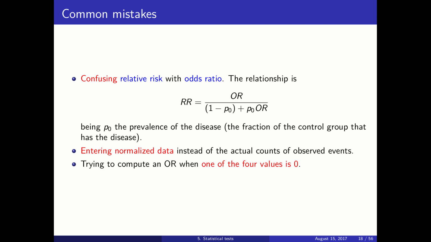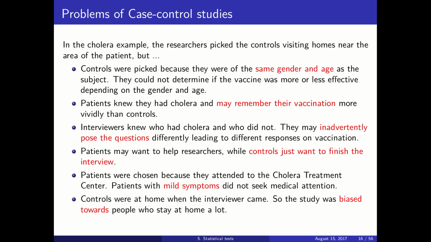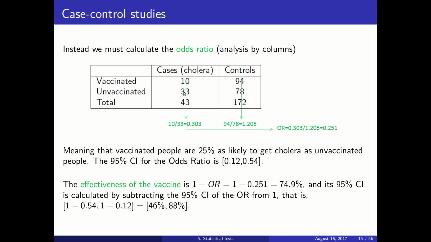And then there is another mistake that is entering normalized data, number of cases per 1,000 or per 100,000, instead of the actual counts. Or there is another mistake that is trying to compute an odds ratio when one of the 4 values involved in the odds ratio is 0. So if any one of these 4 numbers is 0, then the odds ratio is not well defined.